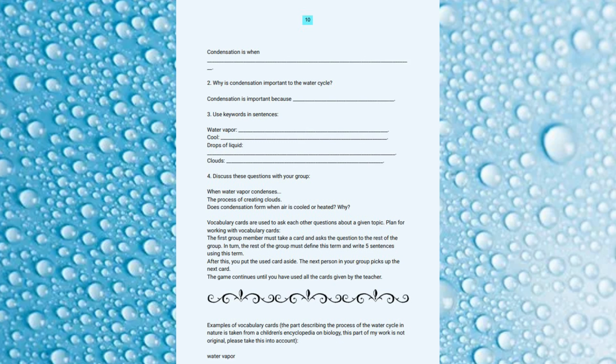Vocabulary cards are used to ask each other questions about a given topic. Plan for working with vocabulary cards. The first group member must take a card and ask the question to the rest of the group. In turn, the rest of the group must define this term and write 5 sentences using this term. After this, you put the used card aside. The next person in your group picks up the next card. The game continues until you have used all the cards given by the teacher.